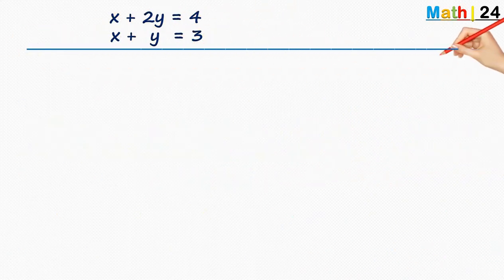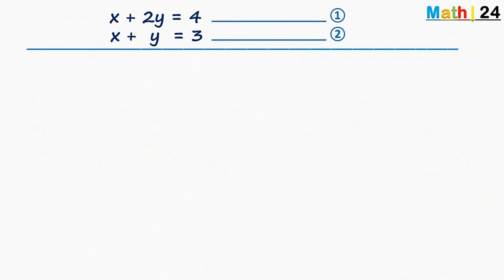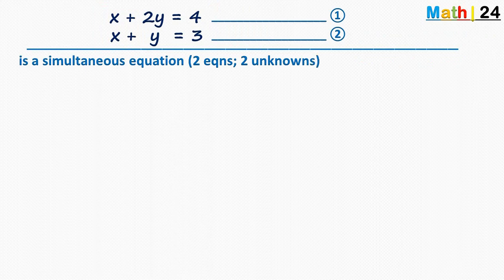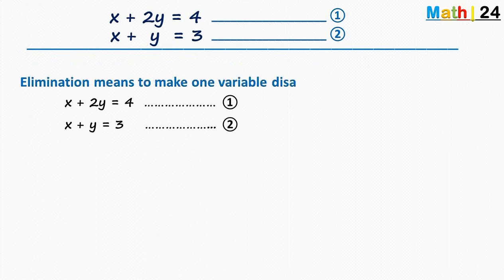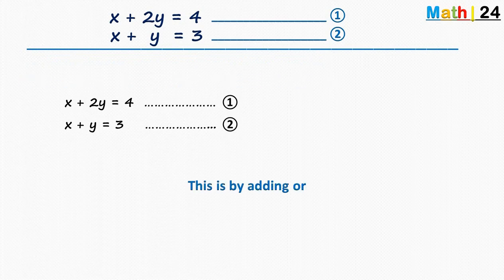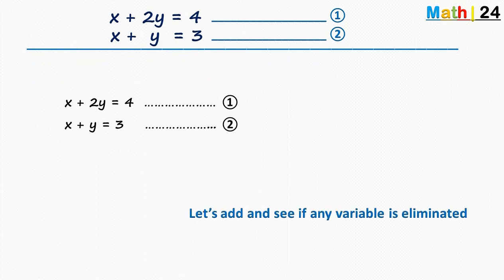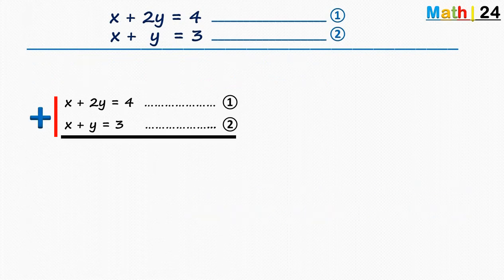We have two equations, equation 1 and equation 2. This pair of equations is what constitutes a simultaneous equation: two equations with two unknowns. Elimination means to make one variable disappear, and this is done by adding or subtracting both equations. Let's add and see if any variable is eliminated.